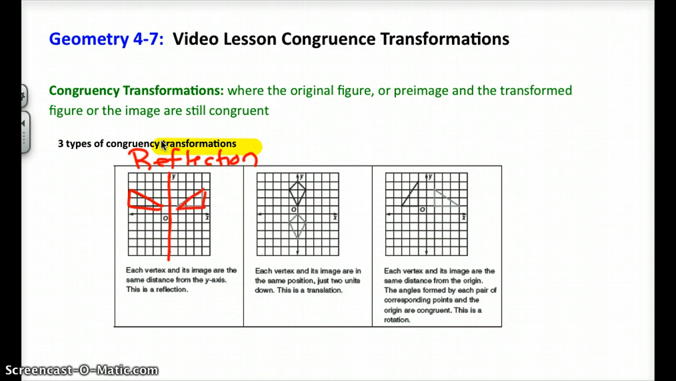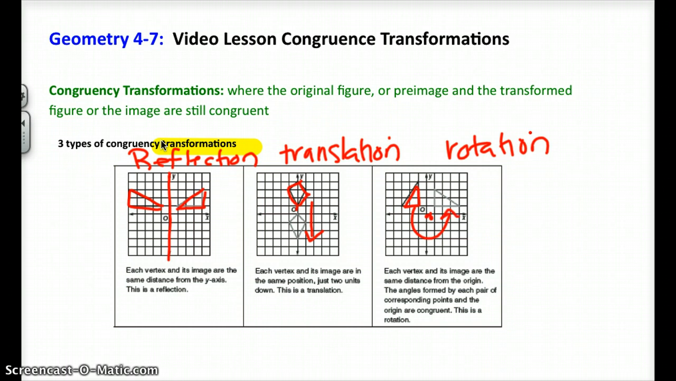The second one is a translation. You also have that written on your paper. And that's where I'm just moving the figure. So here's my original figure, and I'm just moving it down. I'm translating it. And then our last one is a rotation. And a rotation is like a turn. So here's my original one, and I'm turning it over the origin.